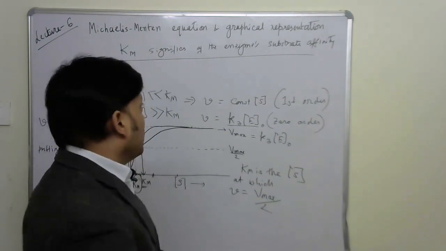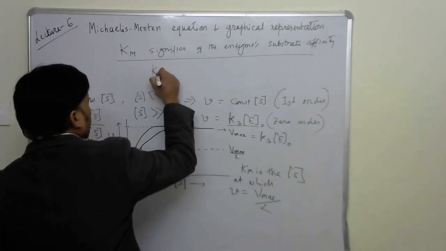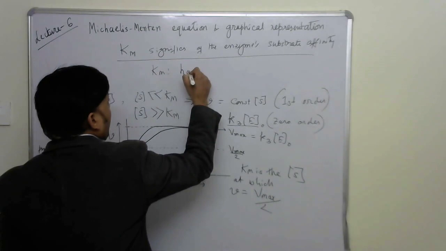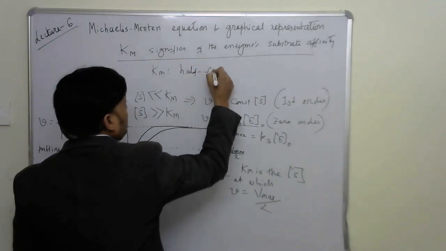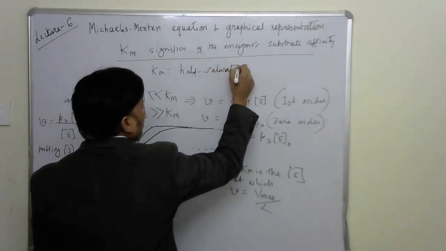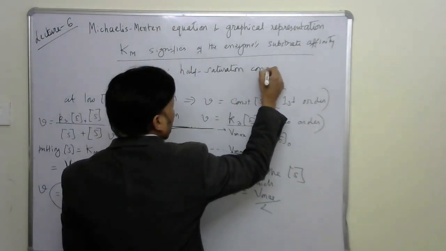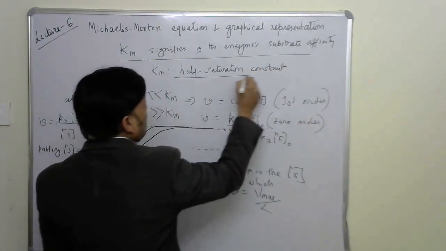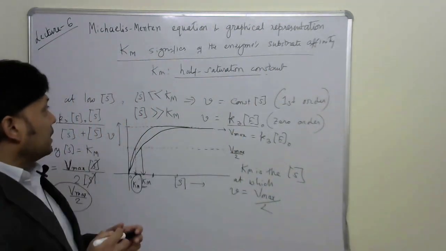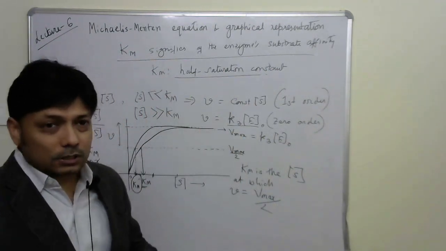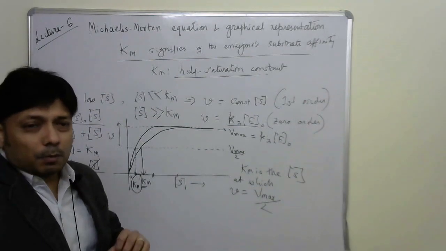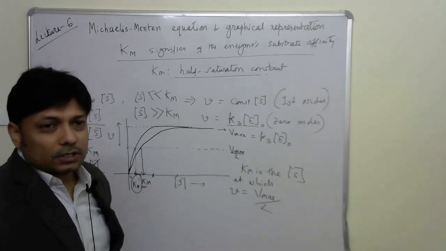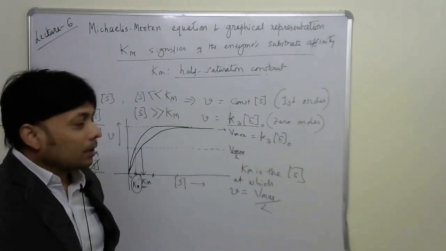towards the substrate. And also another name for the Km is called the half saturation constant. So if you come across this term somewhere in any textbook or any other context of enzyme catalysis, please do remember that this term half saturation constant is referring to nothing but the Michaelis constant, or the Km.